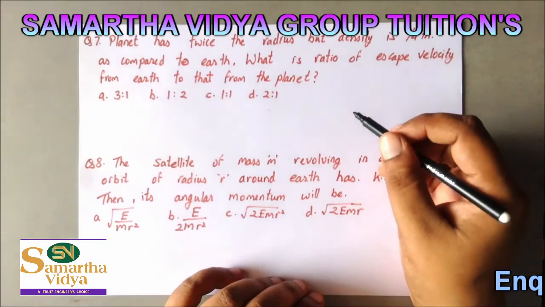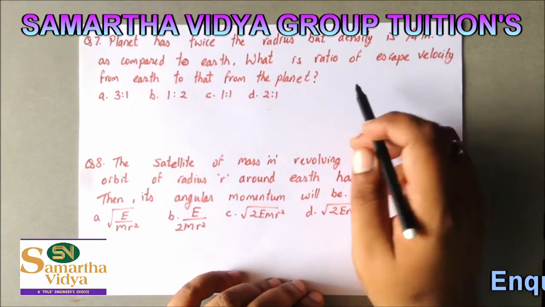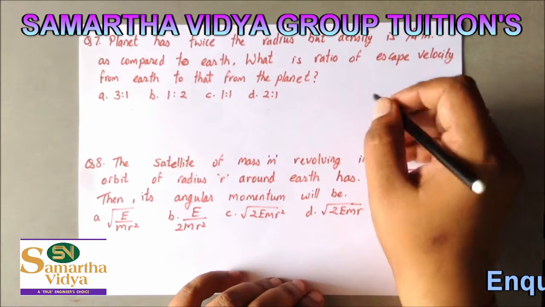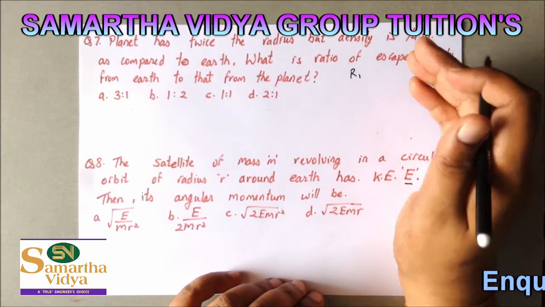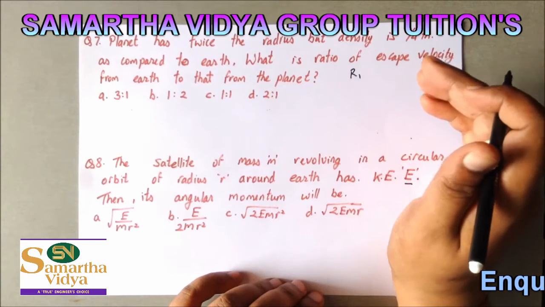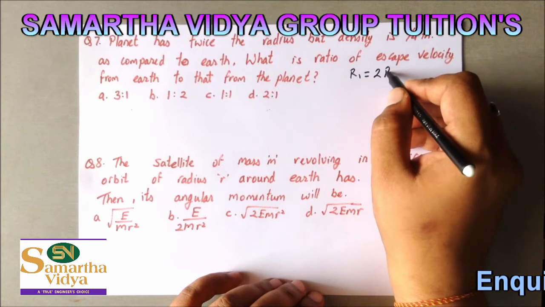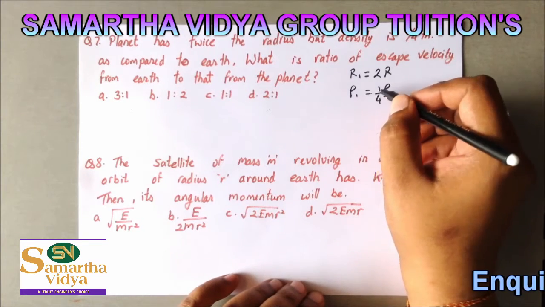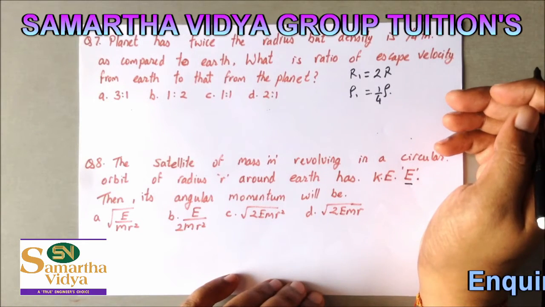In the earlier video, we had given you these two questions. So here is a solution for them. So the planet has twice the radius, but the density is 1/4 that of Earth. So let us say that R1 is the radius of the planet. So the planet has twice the radius of Earth. So let us say this R is nothing but radius of Earth. So ρ1 is given as 1/4 of rho. That is, rho is nothing but the density of Earth.